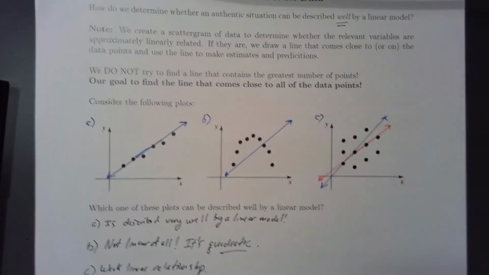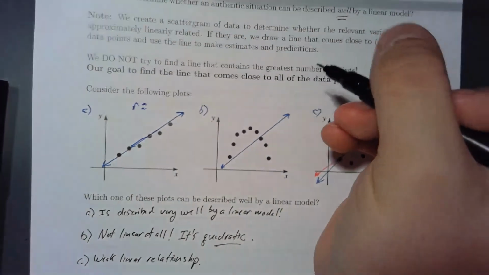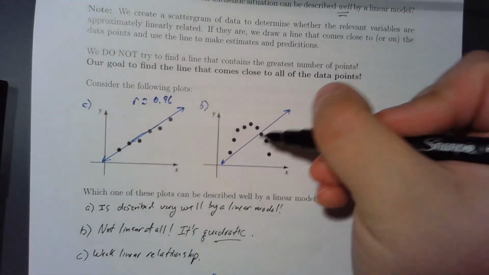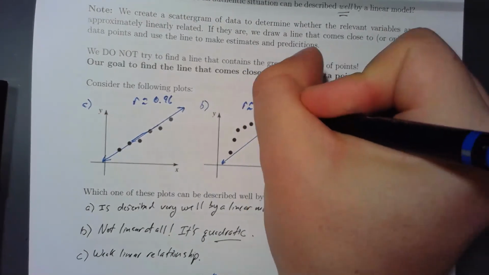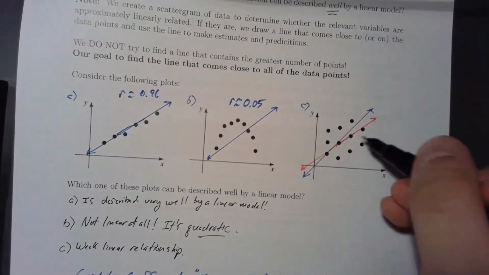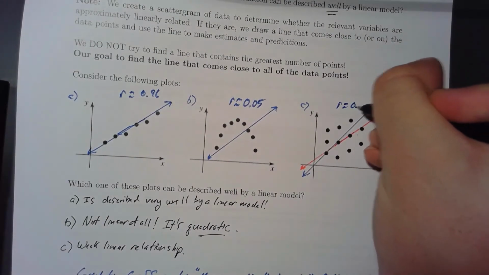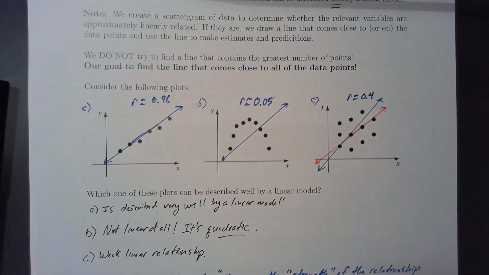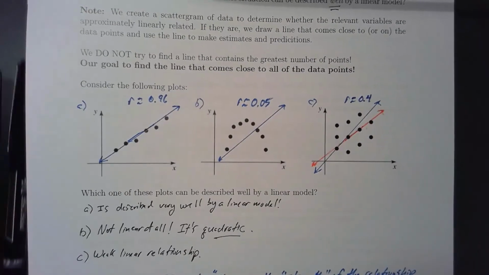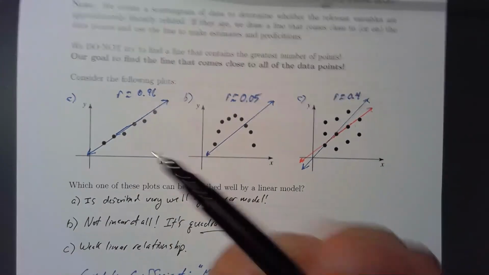So if I come back up here, this one's pretty good. The R value here could probably be like 0.96 if I had to guess. Here it's pretty bad, so the R value here might be like 0.05. Here it's pretty average. It's pretty weak, so R here is probably 0.4. It's better than B, but not by much. But R is really good. These are just estimates, but your calculator could actually spit this value out.